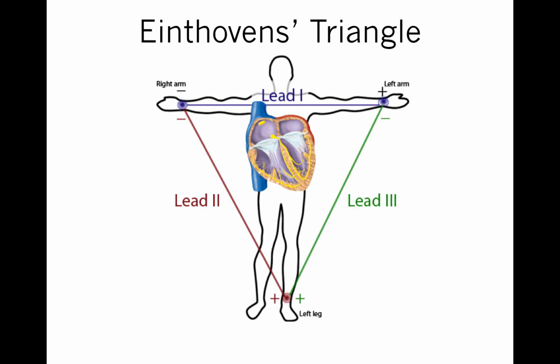The limb leads are obtained from the right arm, left arm, right leg, and left leg leads, which give us leads 1, 2, 3, AVF, AVR, and AVL, which are really vectors derived from these limb leads. So for example, lead 1 on the ECG is the vector from right arm to left arm. Lead 2 is the vector from the right arm to the left leg, and lead 3 is the vector from the left arm to the left leg. Now, there is an electrode placed on the right leg, which is usually a grounding electrode.